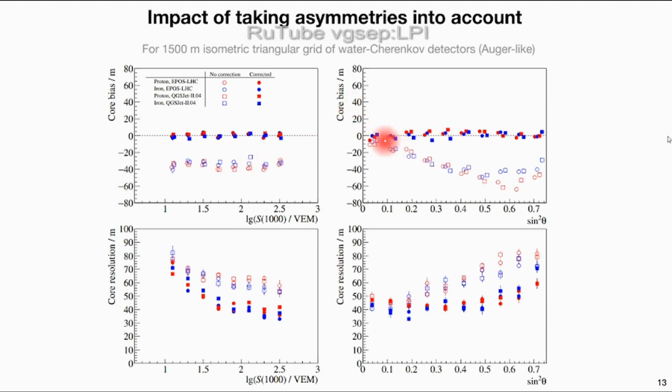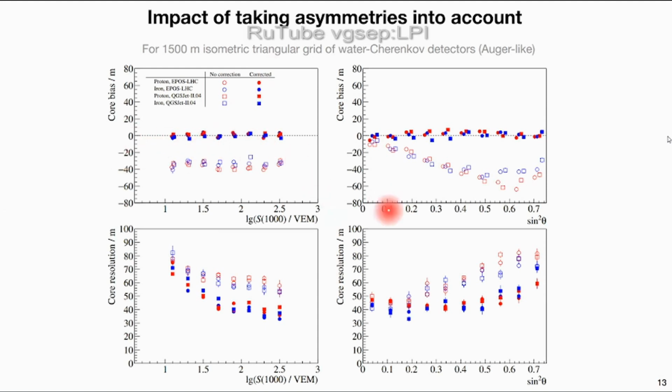However, as the amplitude of the asymmetry increases with zenith angle, you also see that the core bias increases with zenith angle. And for 60-degree showers, you can even have a core bias of around, say, 60 meters or so. Applying this asymmetry now, these filled markers, you see that this core bias is corrected.